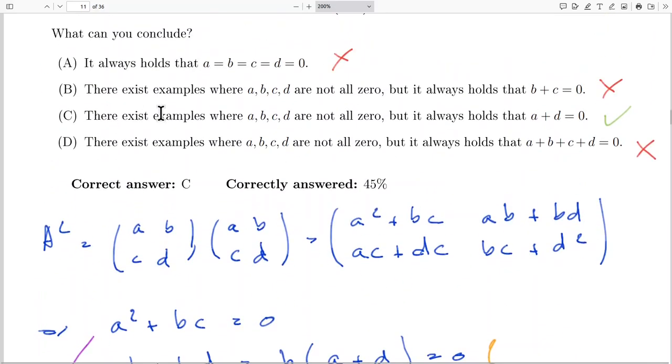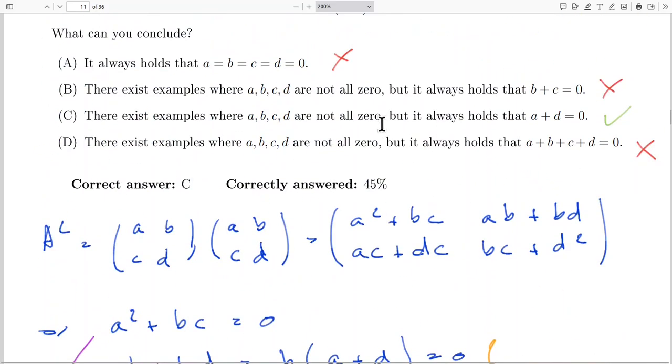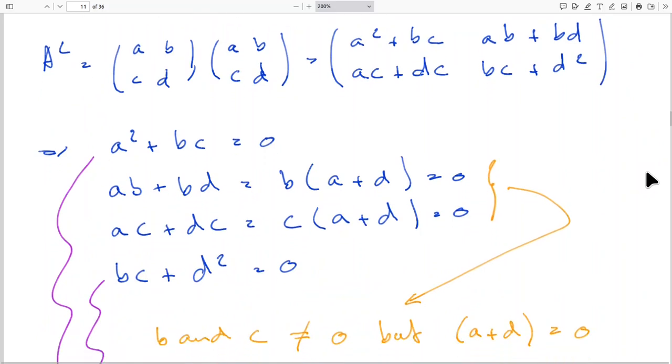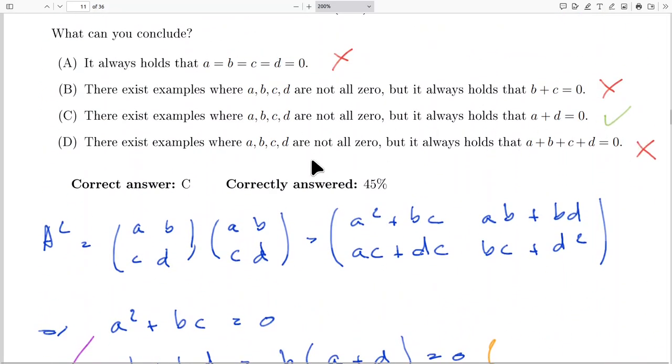There exist examples where A, B, C and D are not all 0, but it always holds that A plus D is 0. This is the correct one. So A plus D has to be 0 if B and C aren't. And then there exist examples where they are not all 0, but it always holds that the sum of them is 0. That is not necessarily true either. So the correct answer here is C.